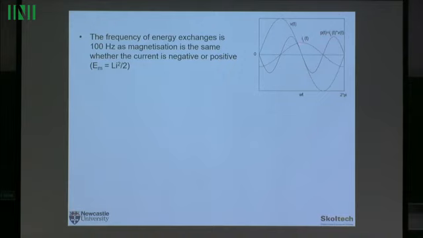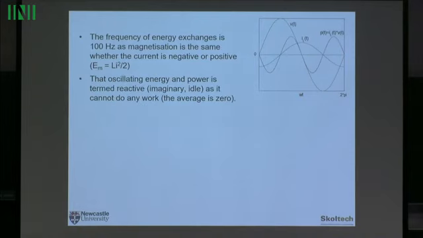Sorry, here's the current, blue current. Current is increasing. It means the product is positive. It means the coil is magnetized. Here current is decreasing. It means power flows in the opposite direction. It means it demagnetizes itself. And it repeats twice in every cycle, whichever direction of the current. So you have 100 Hertz exchanges between the source and the coil.